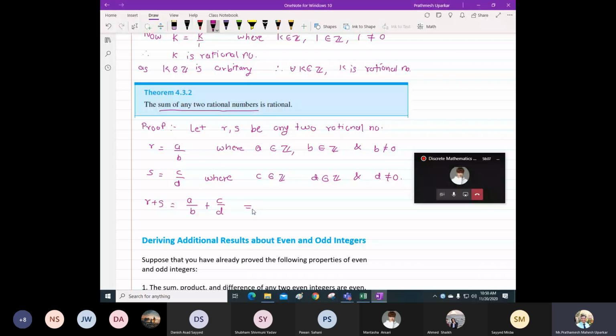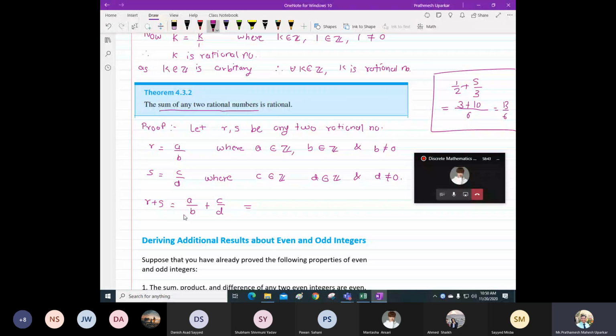How will you add these two numbers? 1 by 2 plus 5 by 3. Tell me the answer. Cross multiply, right? 3 into 1 is 3 plus 5 into 2 is 10, upon 3 into 2, that is 6. So cross multiplying gives you the answer: 13 by 6.